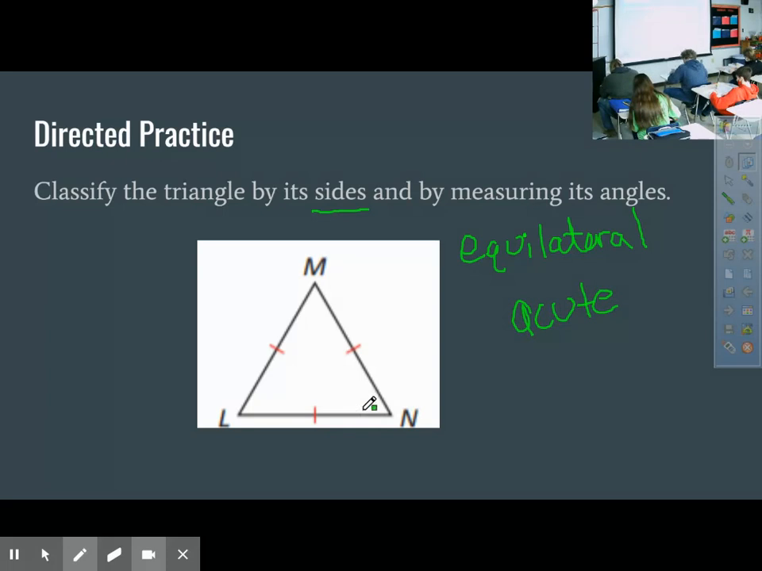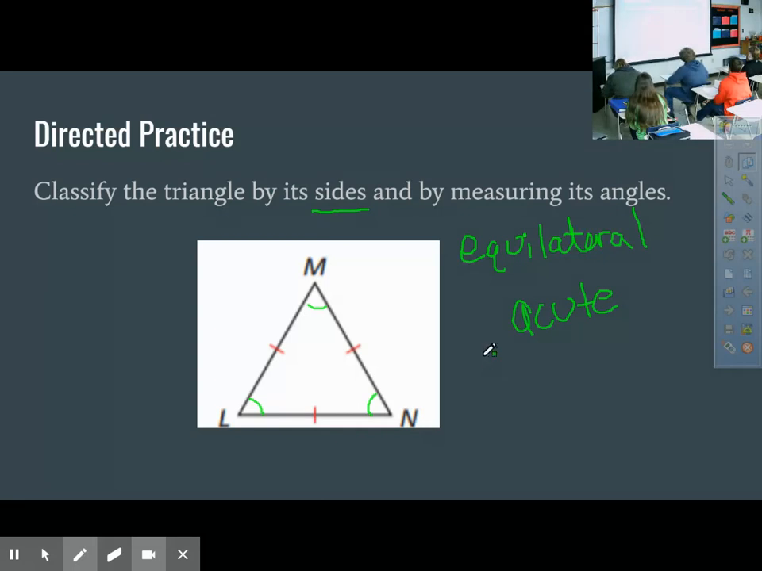Now, I will tell you that in another section later on, we will talk about the base angles theorem and the corollary to the base angles theorem. In an isosceles triangle, if the 2 sides are congruent, then the 2 base angles are congruent. So these 2 sides are congruent means these 2 angles are. And then if these 2 sides are congruent, these 2 angles are congruent. So technically, this would also be equiangular, but we just don't know that yet until another section. But so you could call it equiangular.